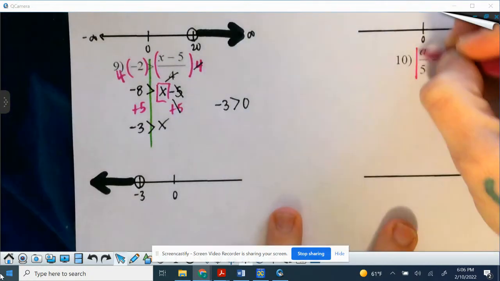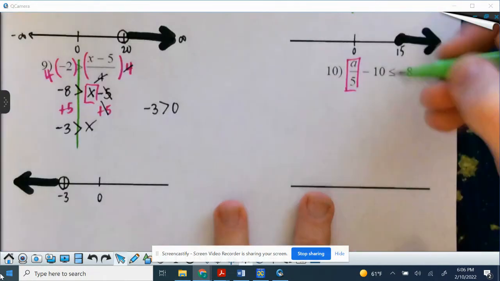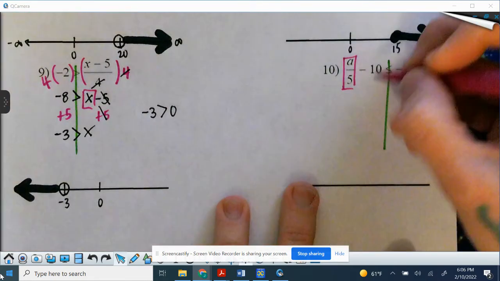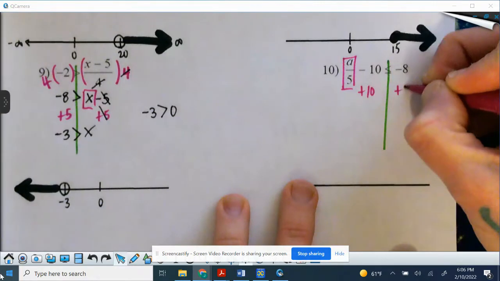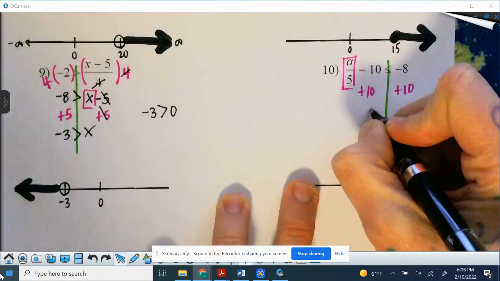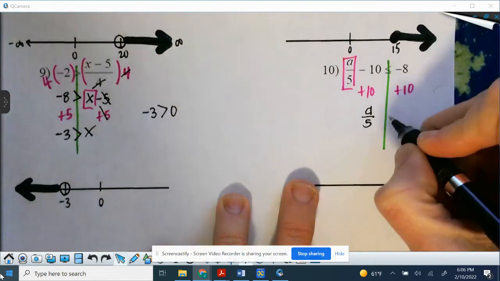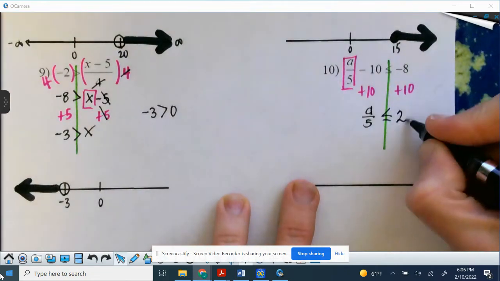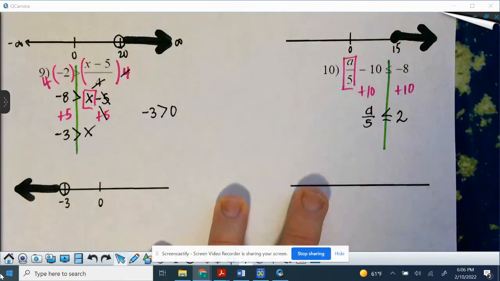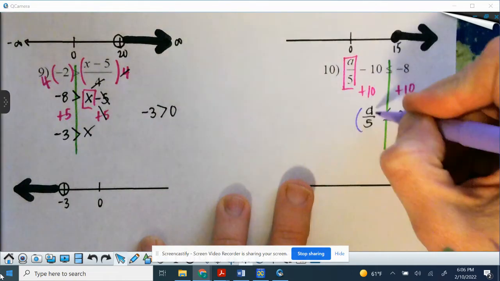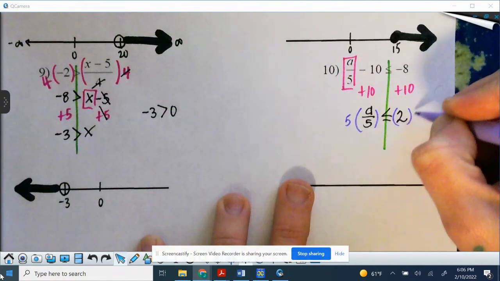Last but not least, number 10, and this is it for notes today, guys. Great divide. If you haven't yet, try it by yourself. Add 10, because that's a negative 10, and the inverse of subtraction is adding. So I have a over 5 is less than or equal to negative 8 plus 10, which is a positive 2. If I owed you $8 and I handed you a $10 bill, you're up $2. A divided by 5, and the inverse of division would be multiplication. So multiply by 5.